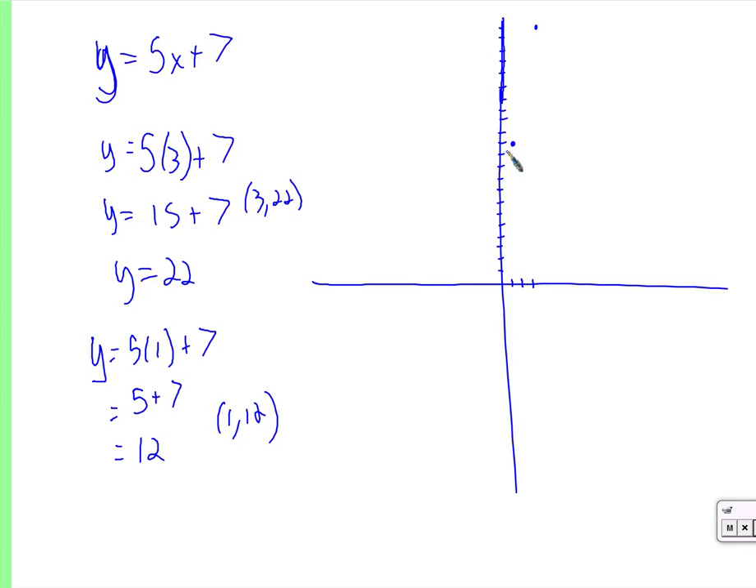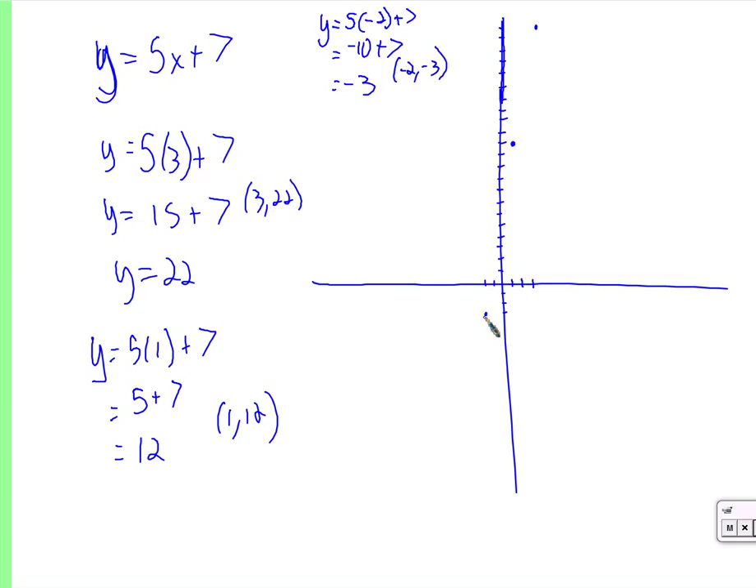No? Find another one? Try a negative number. 5 times negative 2 is negative 10, plus 7. That's negative 3. So we got negative 2, negative 3. Do we need more?